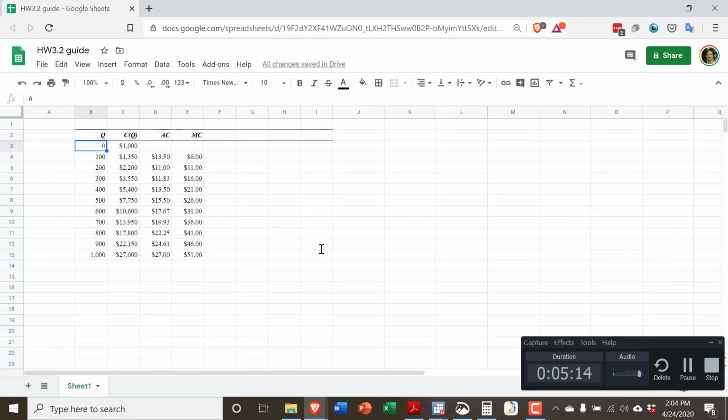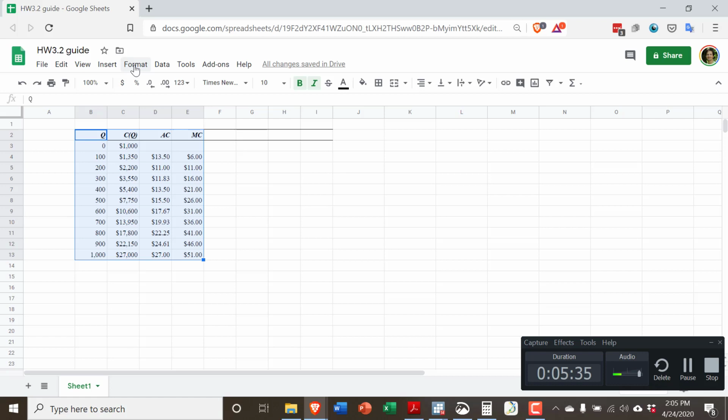So to do that, I would just highlight all the data, and later on we're going to have to get rid of some of it, right? We can't have the total cost. If we included the total cost, then it's going to be very hard to see average and marginal cost, because the total cost is in thousands of dollars, and average and marginal is never more than $51.